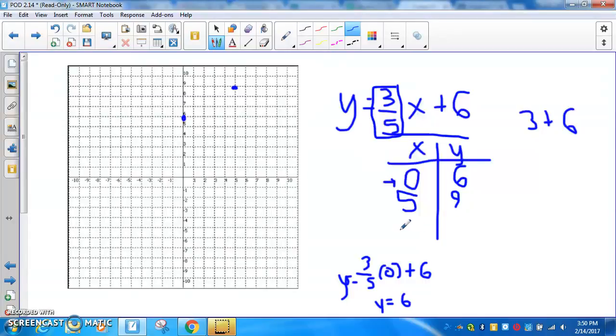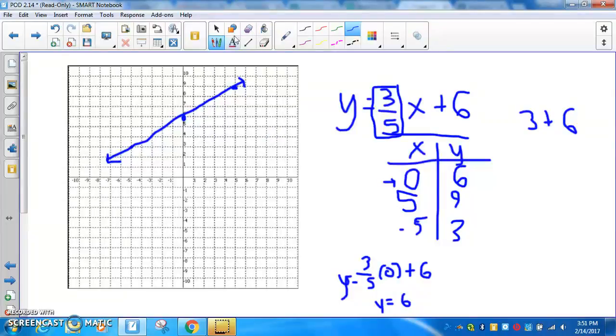We could try negative 5. Negative 5 in this case would be negative 3 plus 6, which is positive 3. So I'm going negative 5, 3. If I keep going, I could get another point. Anyways, if you did that correctly, you should get a line from these points.